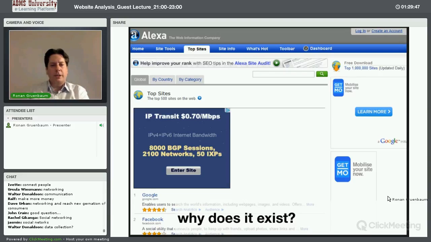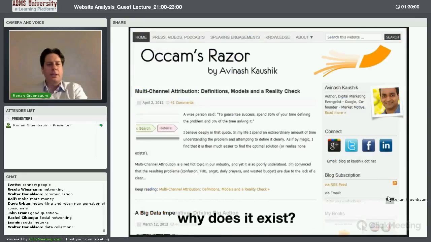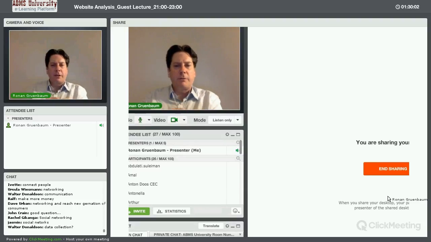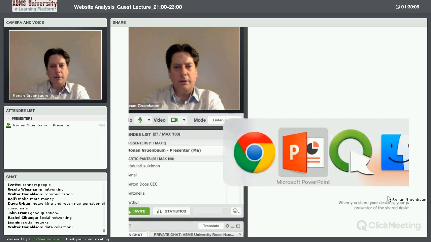And finally, the last test here, Occam's razor. This is by the author of the book on analytics that I mentioned earlier, which I strongly recommend. He used to be a Googler. And this is his website. So why does his website exist? And this might affect some of you a little more. Why does his website exist, do you think?